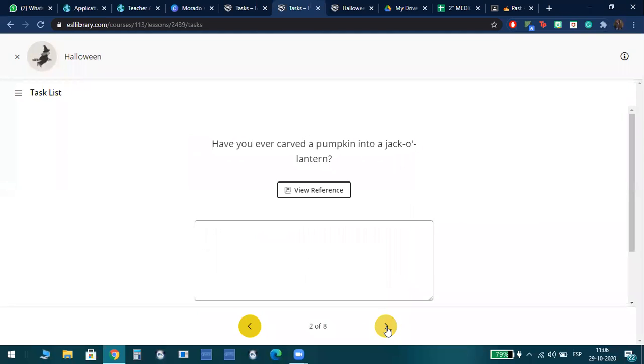Let's go to the next one. Have you ever carved a pumpkin into a jack-o'-lantern? Carve is like to make something hollow. For example, we carve avocados. Okay, we take the inside out. So have you ever carved a pumpkin? No, but I would like to. Yeah, same here. No, but I'd like to. Yes, of course.